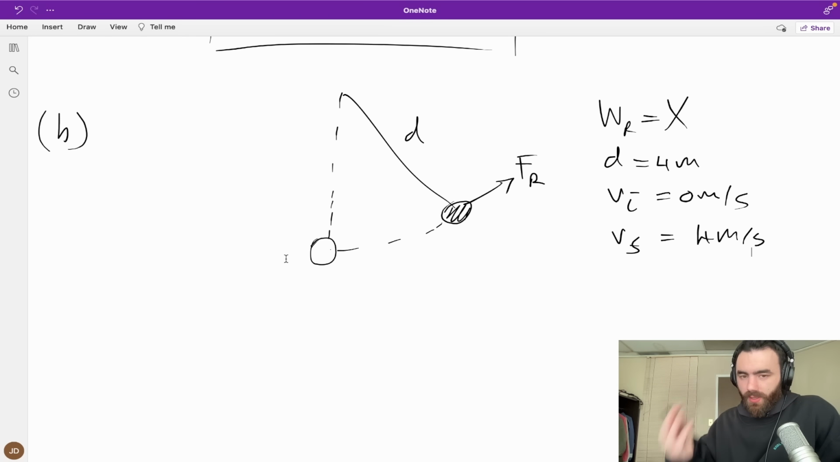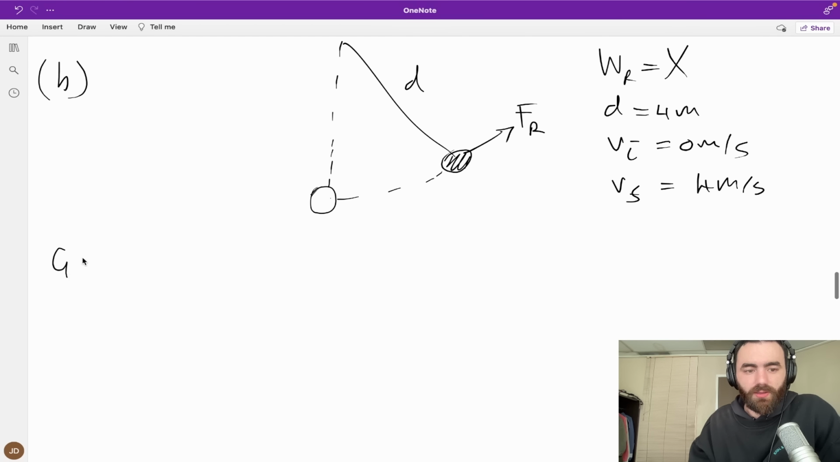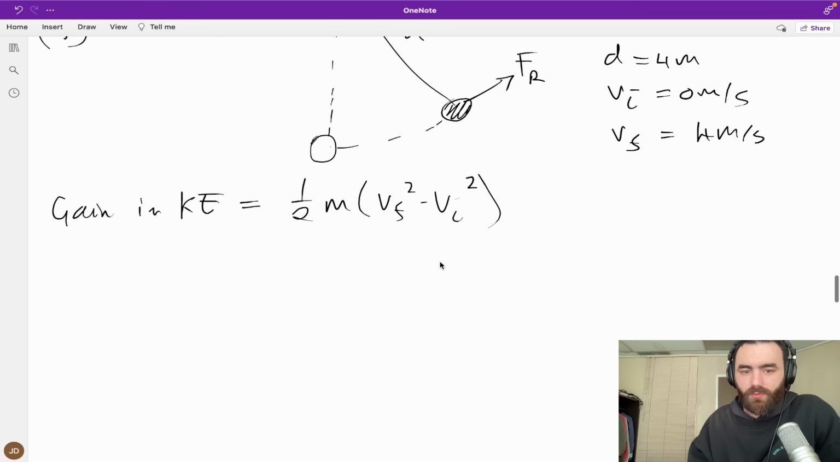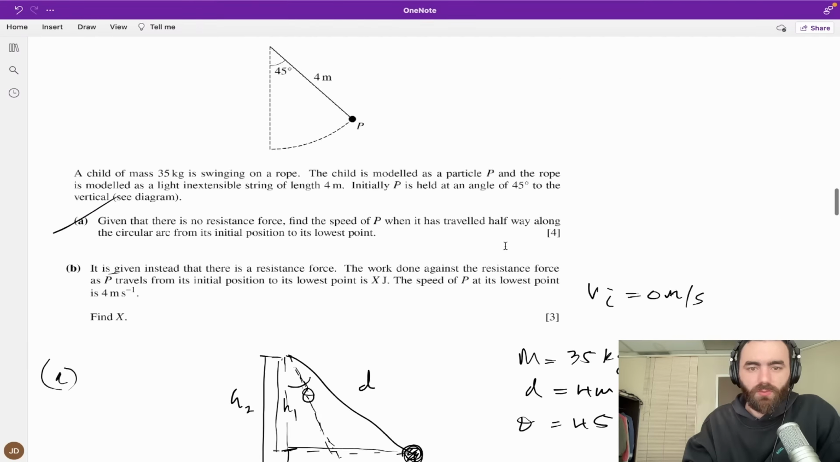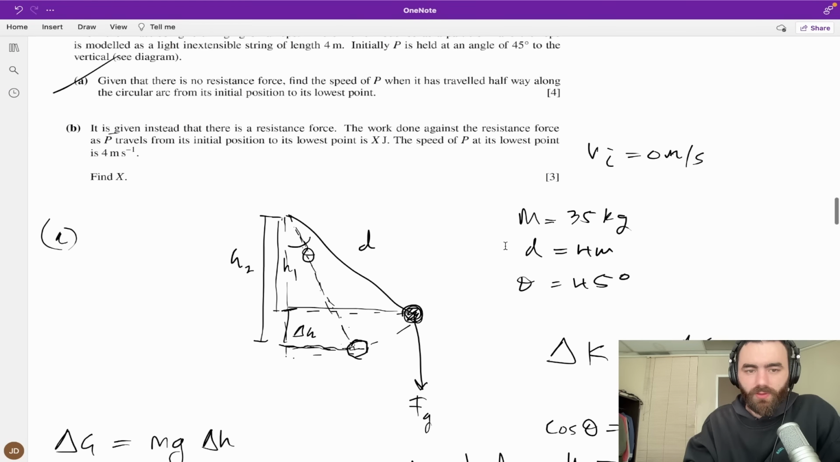Well, okay, again, let's just think about this. We have a loss in gravitational potential energy. So what is the gain in kinetic energy? It's just going to be half m times v final squared minus v initial squared, right? The change in kinetic energy is just going to be half of the mass. This was 35 kilograms.